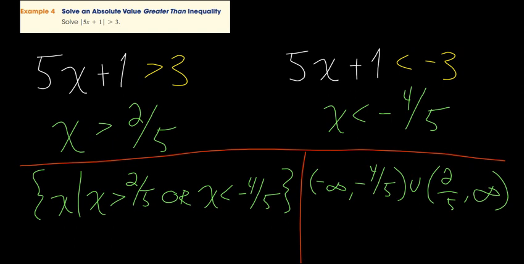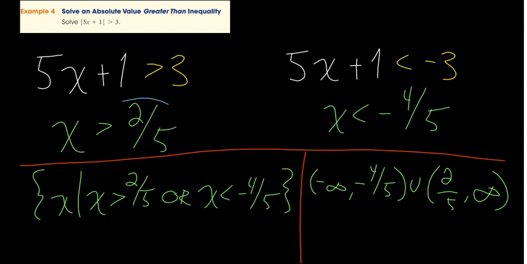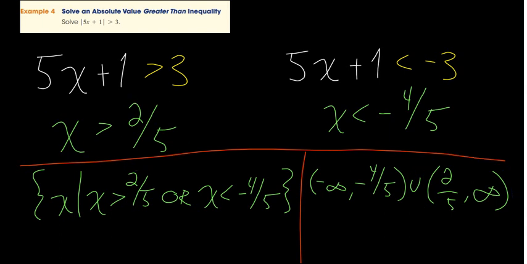All I basically did was, this represents this one, and this inequality represents this interval. And so those are my two solutions, writing them in both set builder and interval notation. Obviously, your homework is going to ask for both intermittently.